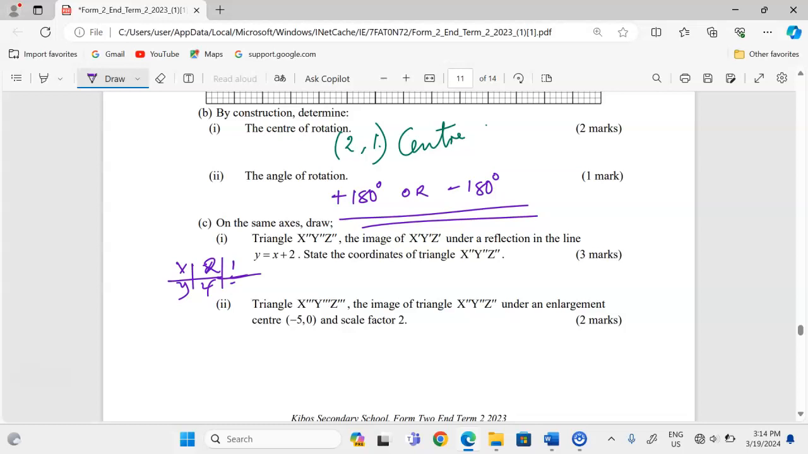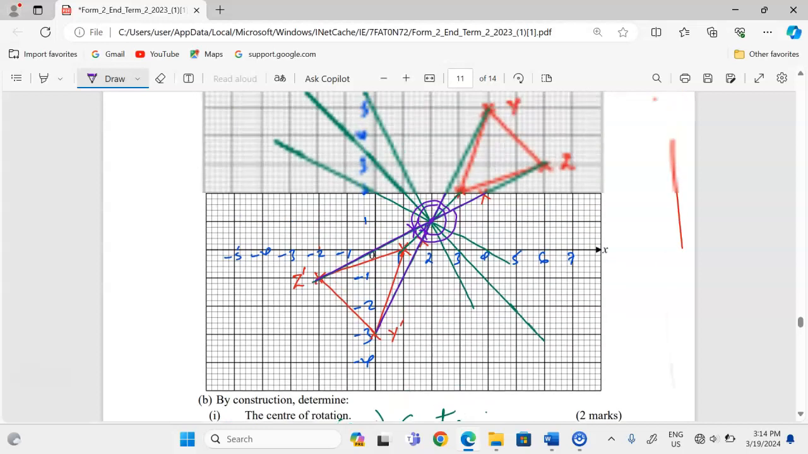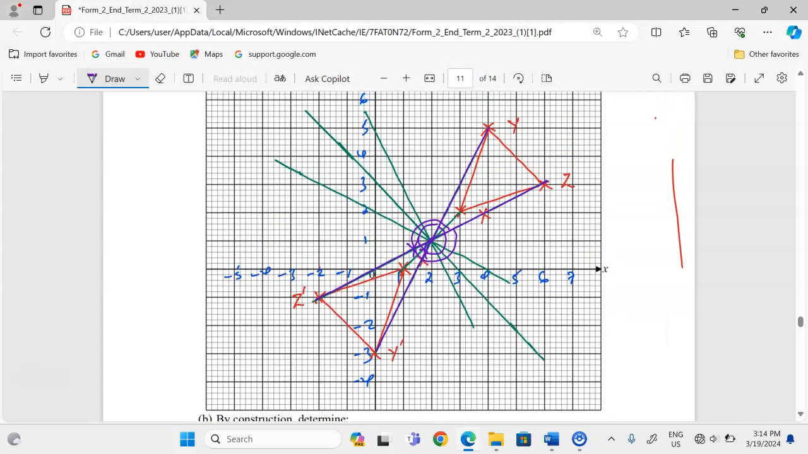When x is 2, y should also be 2. When x is 1, y should be 3. When x is 0, y should be 2. So we can get this mirror line: 2, 4, then 1, 3, then 0, 2. The line passes there. So we can first of all draw it.